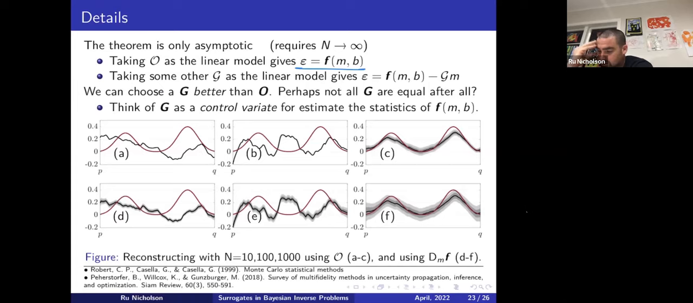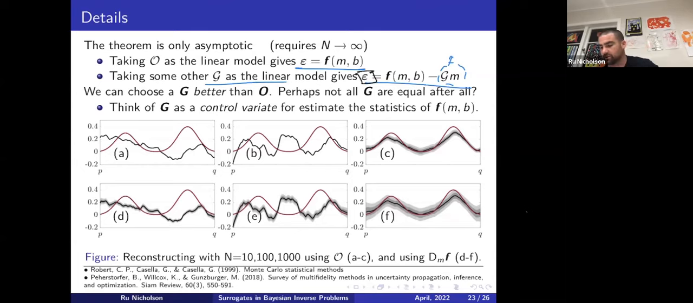On the other hand, if we take some other G, some other linear model, then we need to compute the approximation errors of this quantity, right? And for a G we choose, we can compute analytically and a priori the covariance of this term, which leads to the idea of using it as a control variate. This means it generally reduces the number of samples needed to compute the mean and covariance of this quantity.